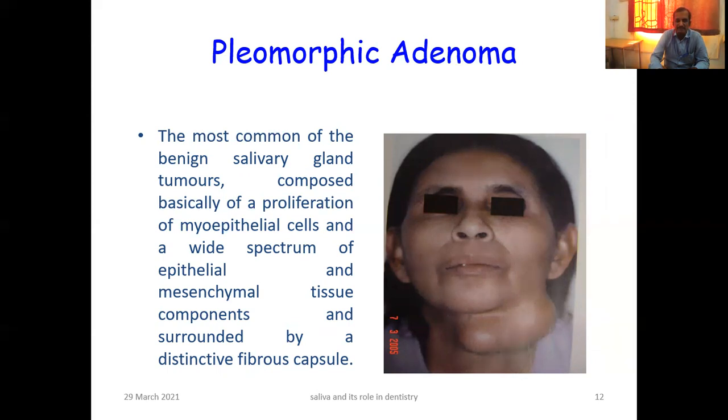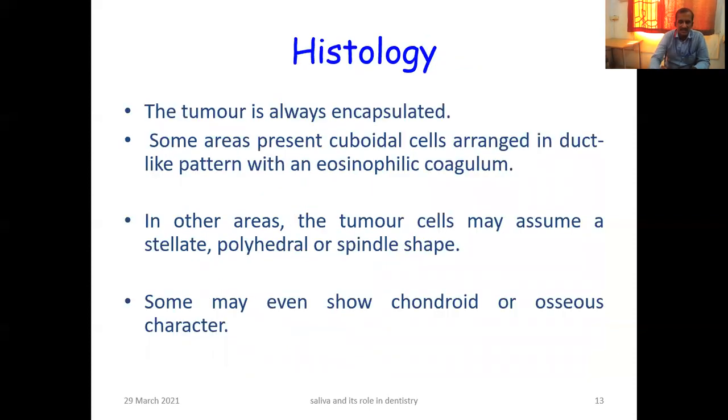submandibular salivary gland. It is the most common benign salivary gland tumor, composed basically of a proliferation of myoepithelial cells, with a wide spectrum of epithelial and mesenchymal tissues, and surrounded by a distinct fibrous capsule. That is, the tumor is encapsulated.